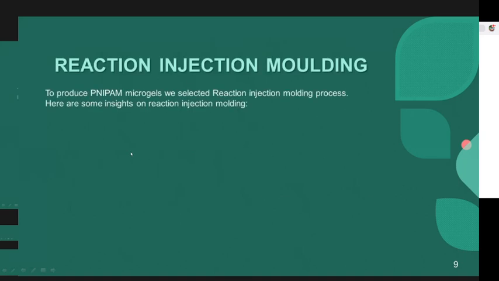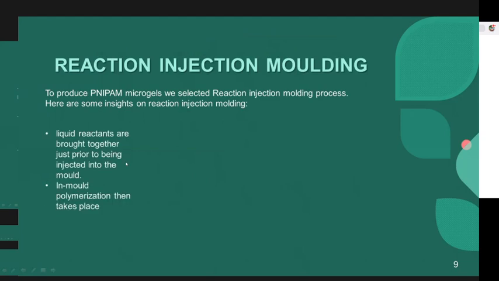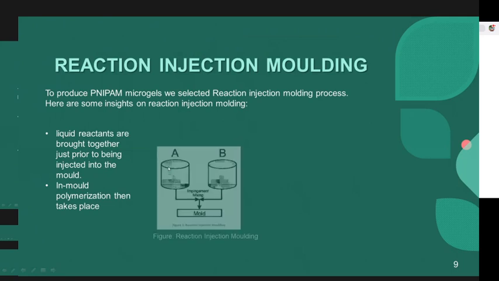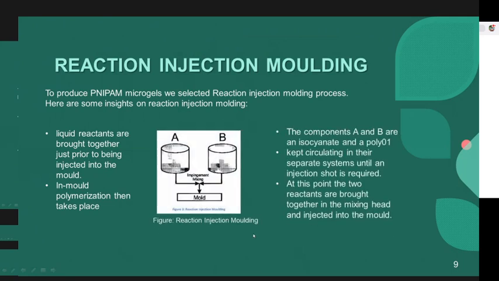Reaction injection molding. To produce PNIPAM microgel, the reaction injection molding process was selected. Here are some insights on reaction injection molding. Liquid reactants are brought together just prior to being injected into the mold. In the mold, polymerization then takes place.